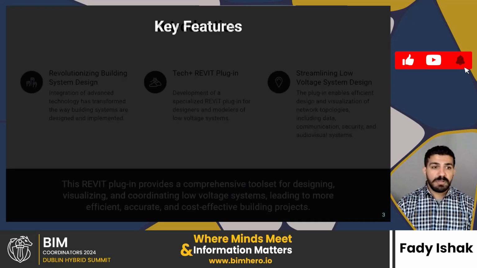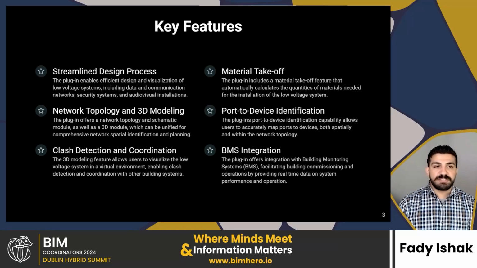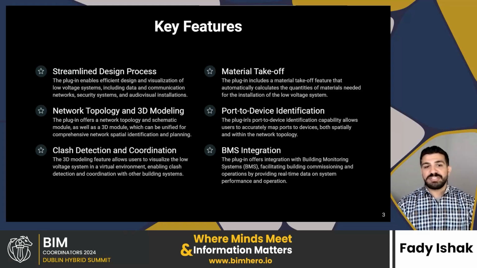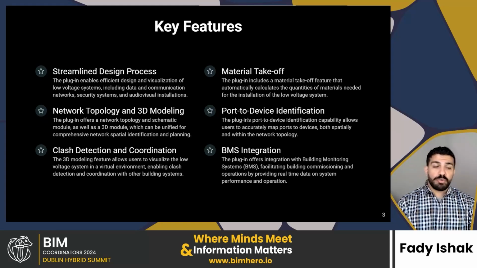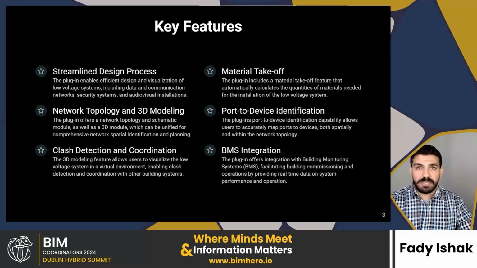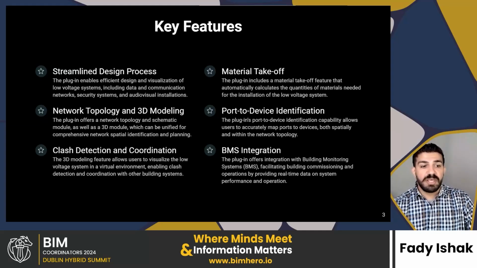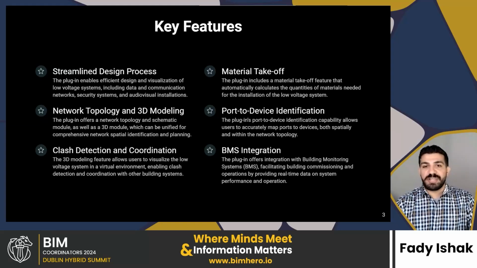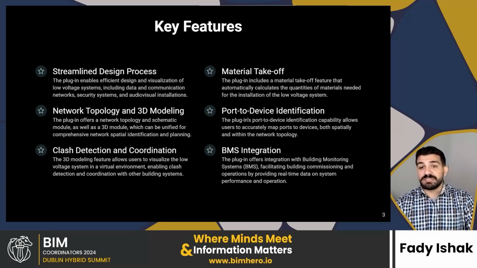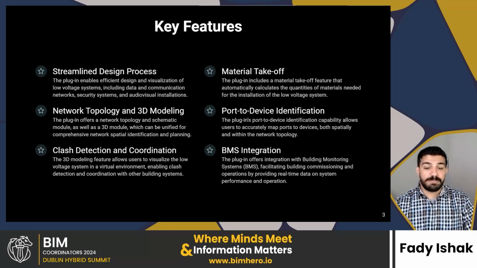systems. Some of the key features of Tech Plus is that it streamlines the design process by providing two modules, a network topology module and a 3D modeling module. Also, using the 3D modeling option in this Revit plugin, we are able to do clash detection and coordination for technology systems among themselves and also with other trades. It allows for material takeoff, port to device identification, as well as integrating with BMS systems.